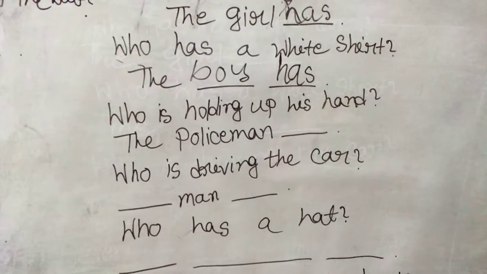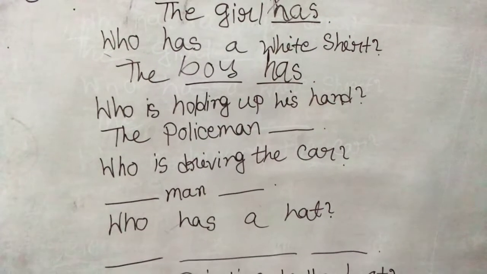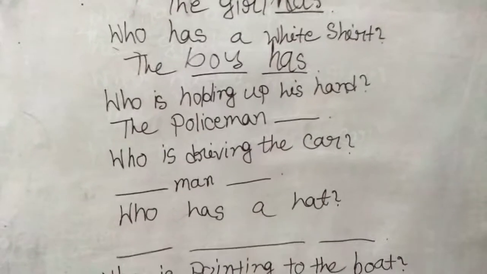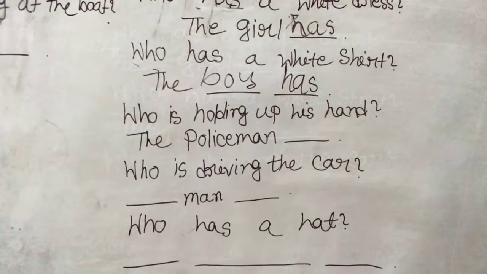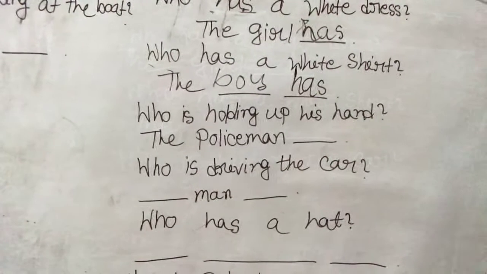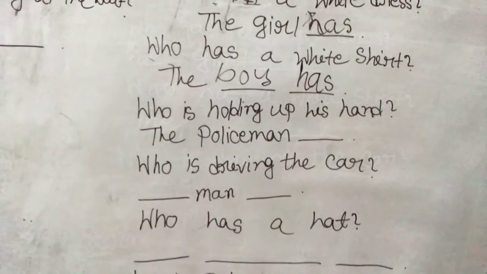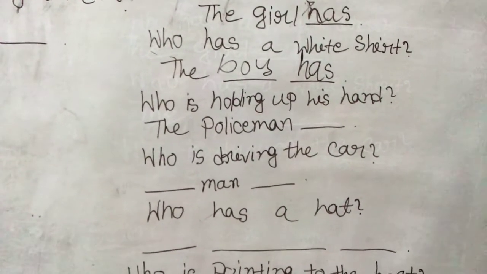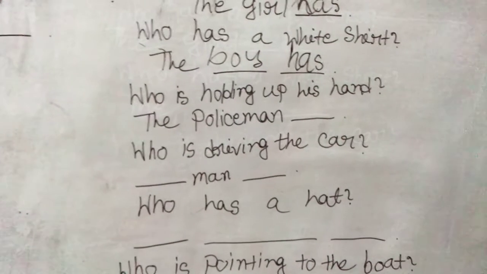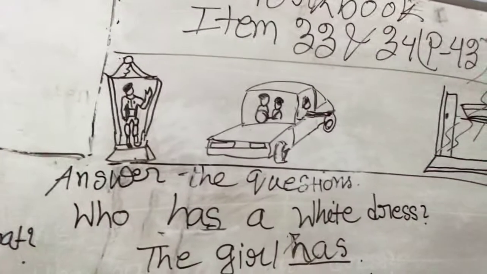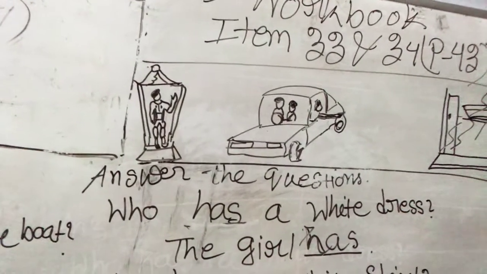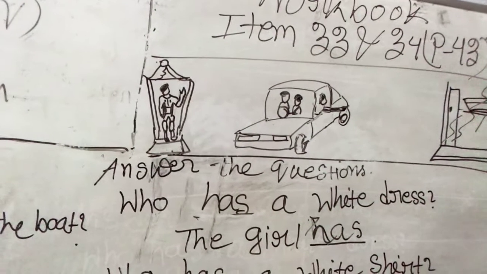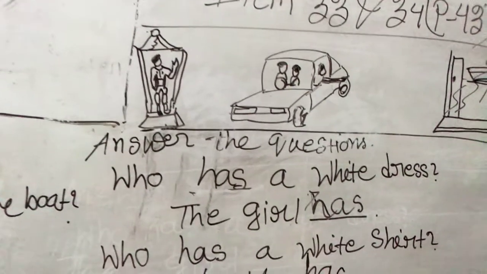I hope you are done with this. Now we can move forward to the next one. It also starts with who. The question is, who is holding up his hand? If we notice the picture, who is holding the hand up? The policeman, the man in the lamp. Isn't he holding up his hand? Yes, so we can write the policeman.